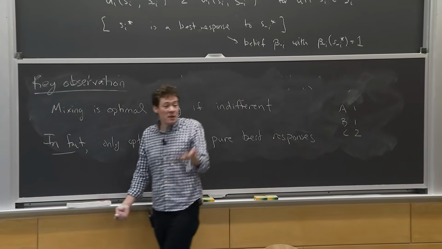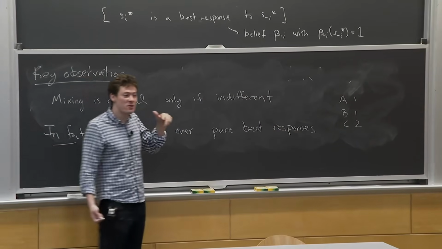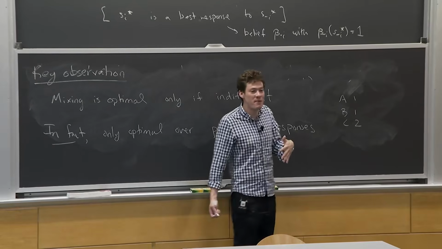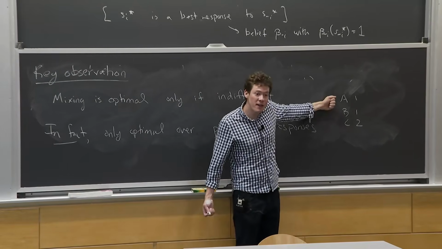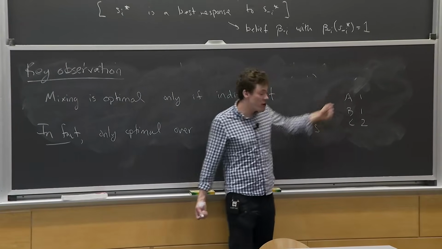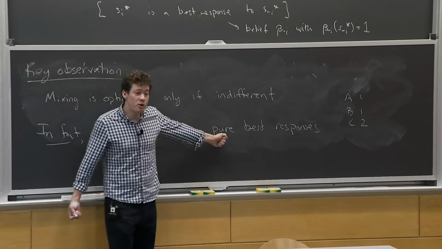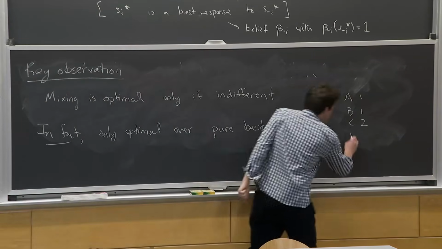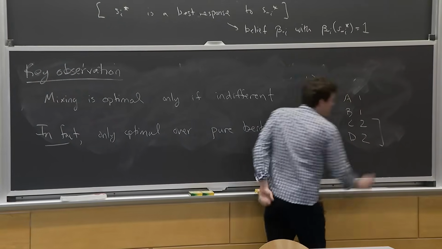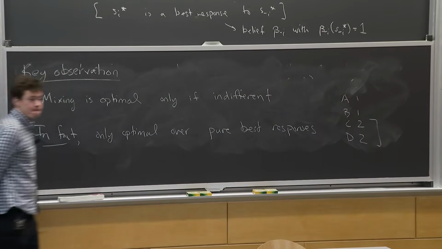So if I'm willing to mix, I must be indifferent, but sometimes people get confused and they get it backwards and they say, if I'm indifferent, I must be willing to mix. But no, it's not just enough to be indifferent. It also has to be optimal, what you're mixing over, and that's precisely what I'm saying here. It's only optimal to mix over pure best responses. So if I added D at 2, now, indeed, I'd be willing to mix between C and D.